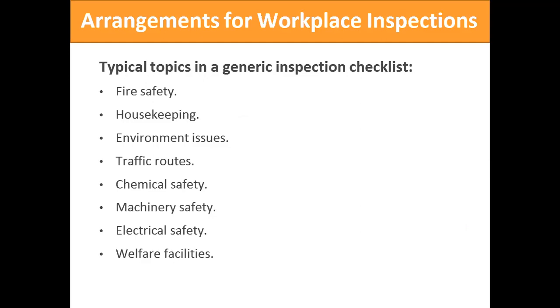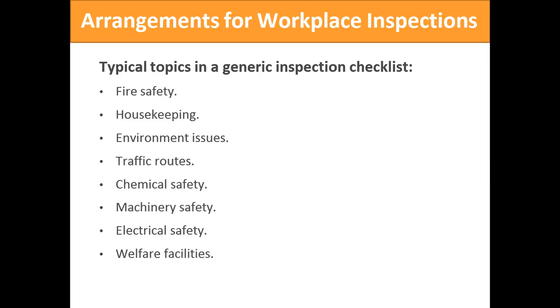Then arrangements for workplace inspection, typical topics in a generic inspection checklist. So these are the topics that we can include in our general inspection checklist, because these things are available in the workplace. Fire safety we need for the workplace. Housekeeping: we need to put the topic of housekeeping, because every time we need to do housekeeping, because we will do the work. So during the work, we will put things in a scattered manner. So we need proper housekeeping.